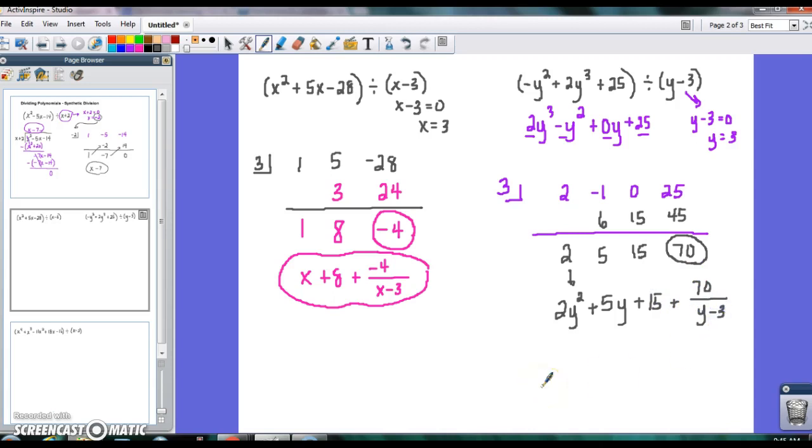That is synthetic division, folks. It's so much easier than long division, but you have to learn long division. Unfortunately, you have to be able to do it. But this is synthetic division, so much easier.